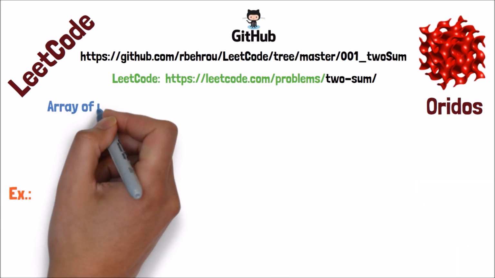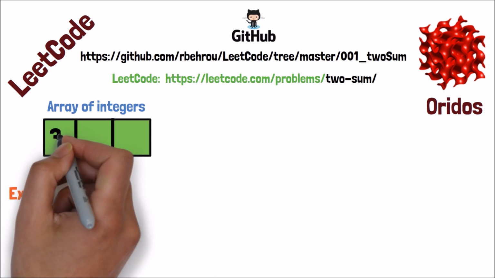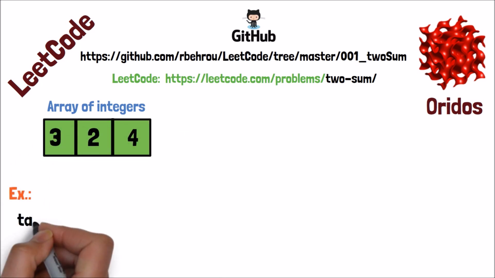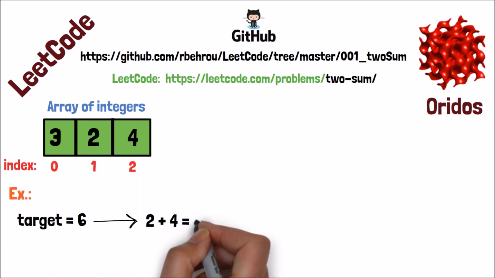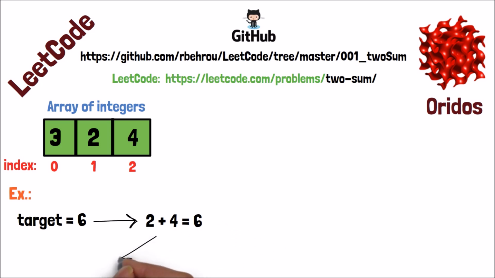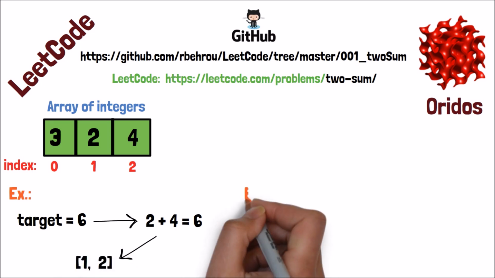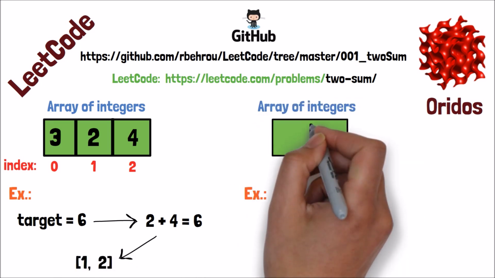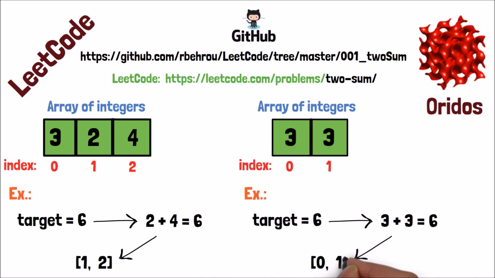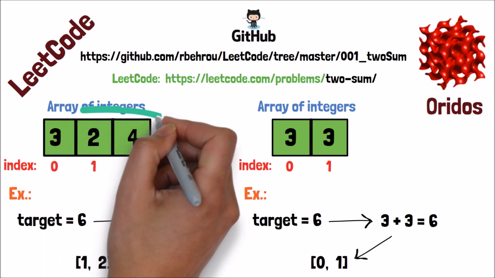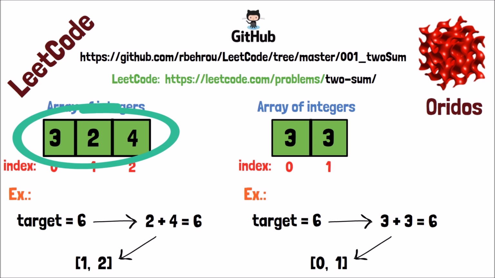Or, in another example, let's say we have an array of three integers of 3, 2, and 4. The target is 6. From the array, the only possible integers are 2 and 4, and adding them up gives the target. So, the return indices should be 1 and 2. Or, in a simpler case, with two integers of 3 and a target of 6, the return indices will be 0 and 1. Now, the question is how to come up with an algorithm that has a time complexity less than n squared. Let's pick this example and see how we can implement a simple algorithm to do that.